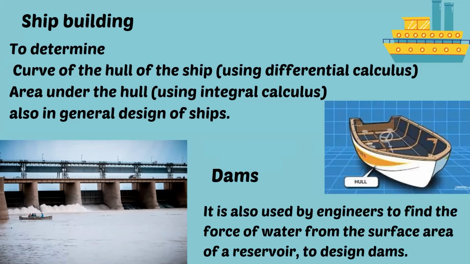In the diagram I have pasted here, I have just mentioned what a hull is. You can just have a look at it. So that is the curved shape, and it is an irregular shape, so the area can also be calculated using calculus.